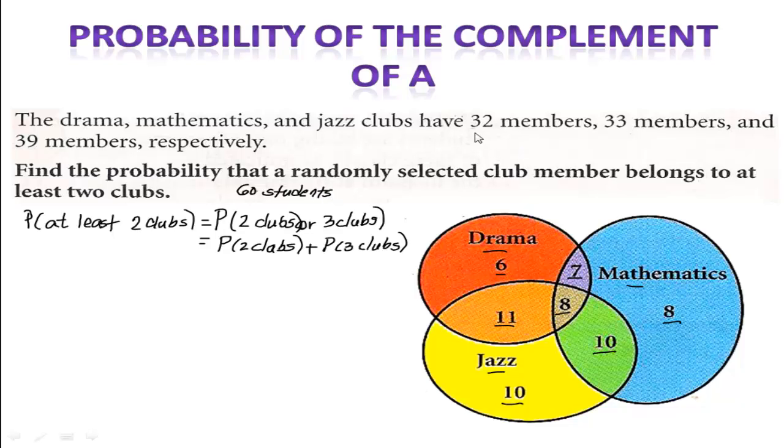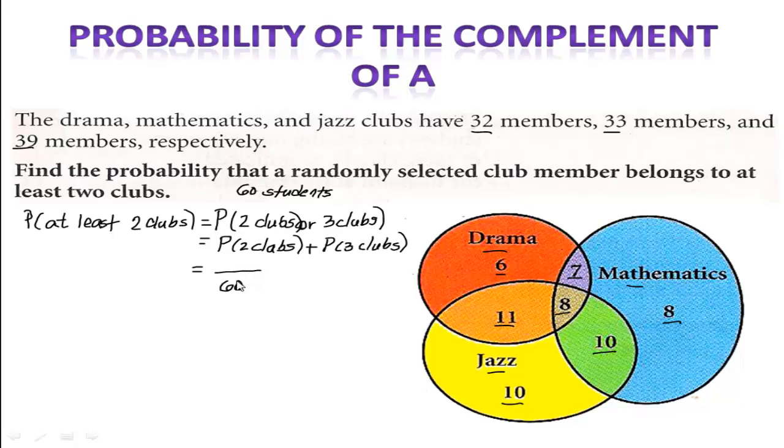Now be careful. When we add 32 members and 33 members and 39 members, I don't get 60 students, but that's because out of these 32 members, I will have some of these members in this club also, okay? They are repeated members. That's why this number will always be greater than the number of total students that I have, okay? So now that I know the total amount of students, I can try and find the probability of students belonging in 2 clubs.